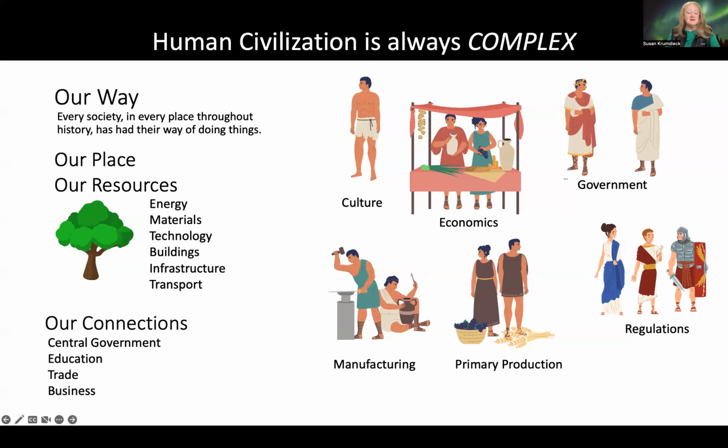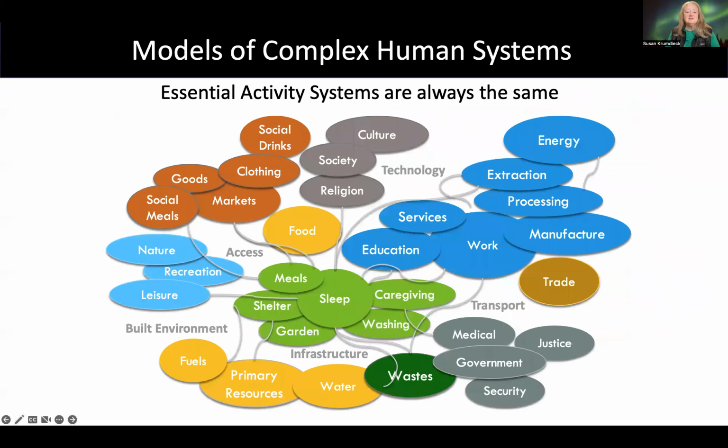All right, so that being said, what does a civilization look like? So here are the players in the civilization, the elements of the system. If we lay out this complex human system that we're talking about, here's a model that we can use. Right in the very middle, you see the word sleep. Okay.